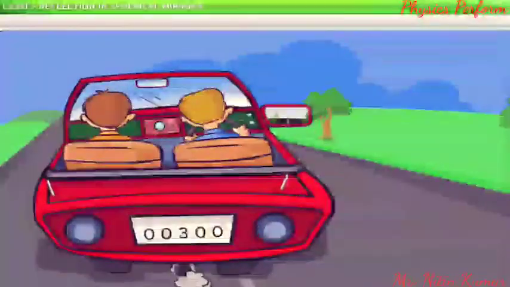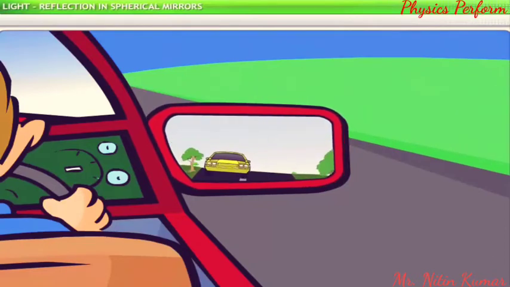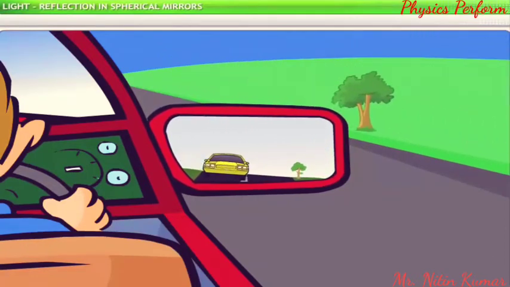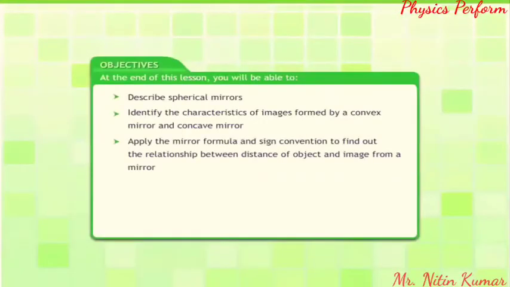Of course, that's not the only area where spherical mirrors are used. You may be using spherical mirrors in your everyday life without being aware of it. In this lesson, you will learn about types of spherical mirrors and their uses. At the end of this lesson, you will be able to describe spherical mirrors, identify the characteristics of images formed by a convex mirror and concave mirror, and apply the mirror formula and sign convention to find out the relationship between distance of object and image from a mirror.